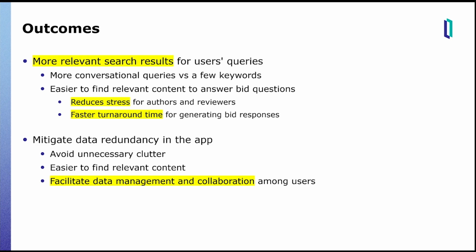And it's great that we can create bid responses faster, maybe respond to more bids, but also this has a positive outcome for the people involved in the bid response process. It helps reduce stress for both the authors that are responsible for answering those questions and the reviewers who can determine if those answers are factually correct and ensure correct grammar and writing style before those get sent out to customers. We also saw how vector search could be used to facilitate data management in an application that is used by multiple users and increases collaboration.